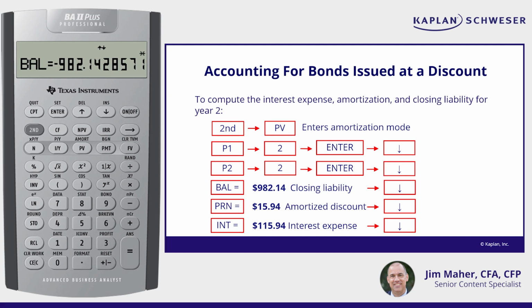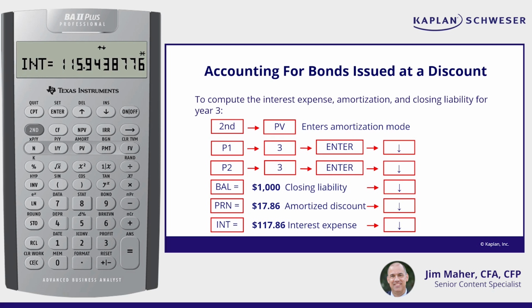We're at $982.14. Now our principal, that was the amortized discount, was $15.94, and the interest expense was $115.94. So there you go. That indicates how we're going to make these calculations for year 2. All right.